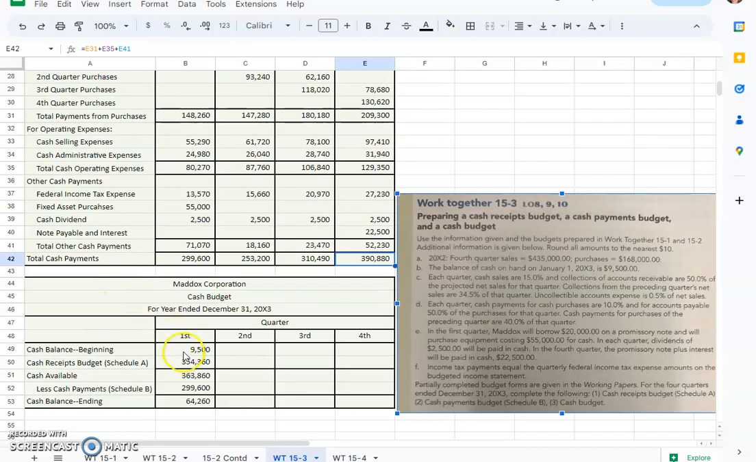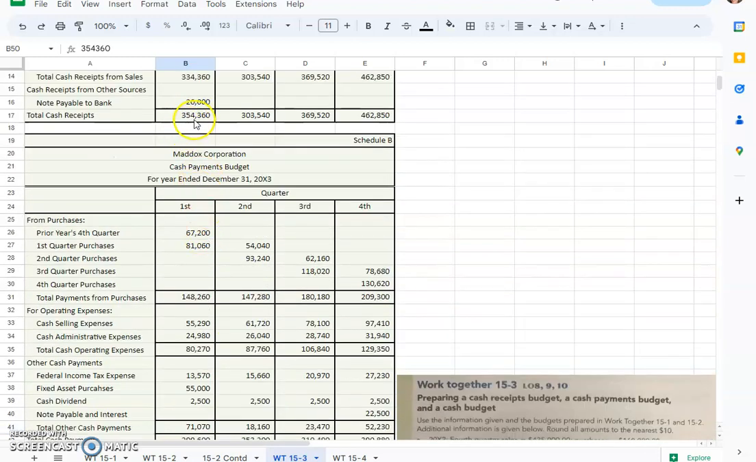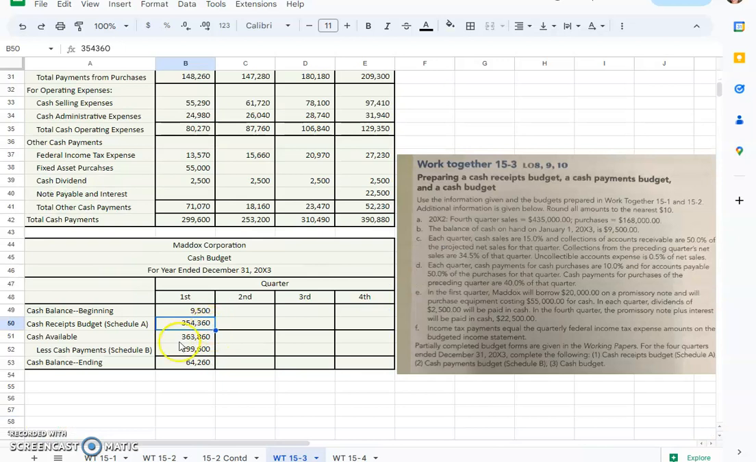So you can see first quarter what happened. The book gave us $9,500 for January 1st, and then we would add our cash receipts, so $354,360, that was here, right? And that would give us our cash available when we add those two together. And then we would subtract the cash payments, $299,600, to get us our ending cash balance. So the ending balance for one period is the beginning of the next. So we'll just carry that formula across.